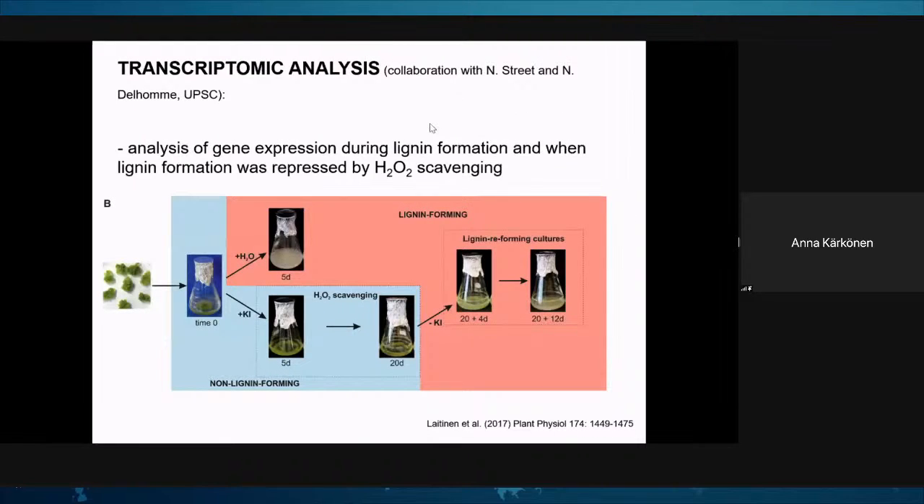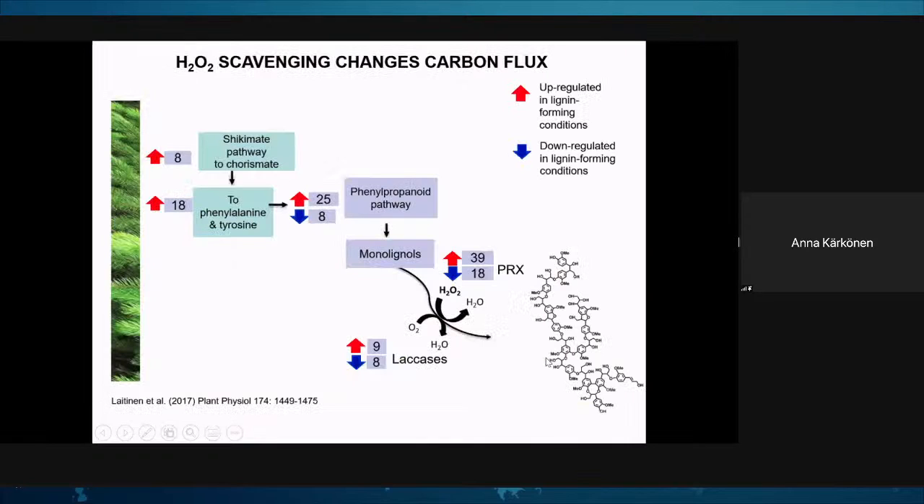Also, the transcriptomic analysis was conducted. It was a different experiment, but the setup was similar. At time 0, the cells were transferred to medium. Half of them were treated with water and half of them with iodide. And samples were taken up to this point. Iodide was removed and cultures continued until the lignin came back. And RNA was isolated from the cells and sequenced.